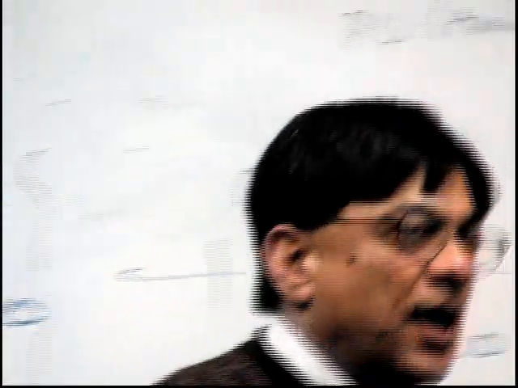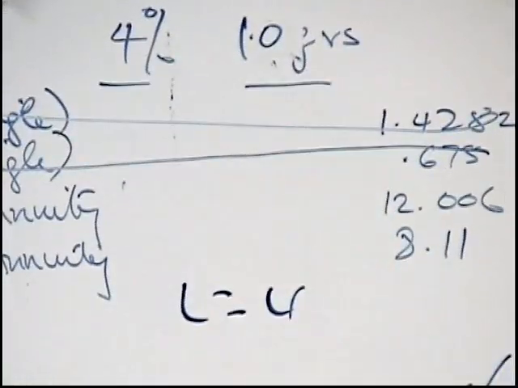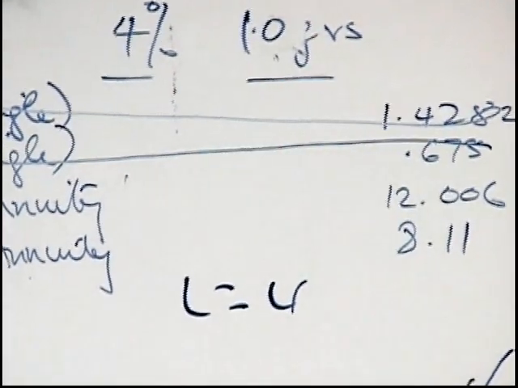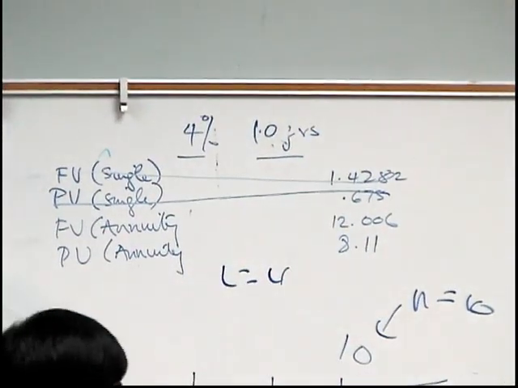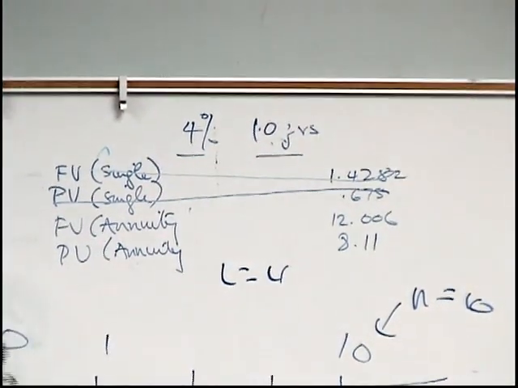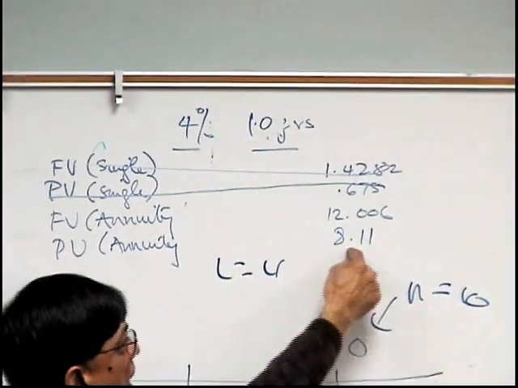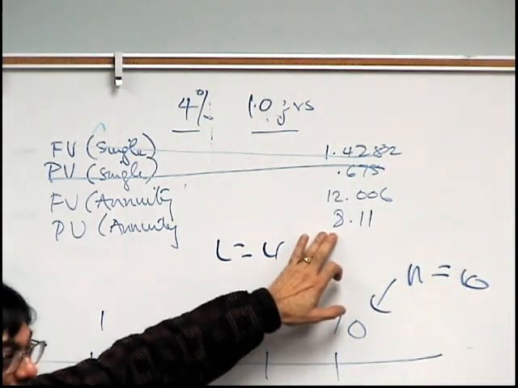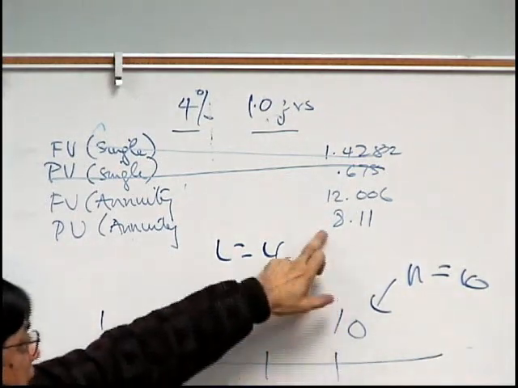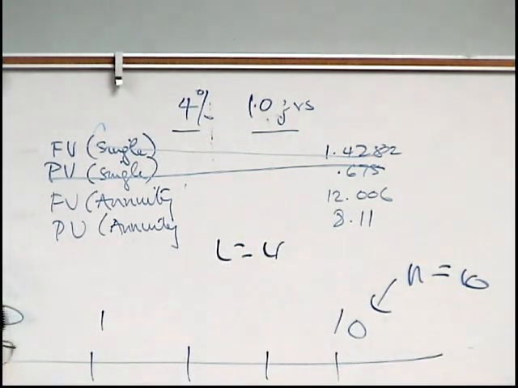8.11 times $1,000. Don't forget that, times $1,000 in rent. There's your answer: that factor and that rent. And that's what your multiple choices will look like. You can pretty well guess what they'll be: 8.11 times 1,000, 12.11 times 1,000, 6.7 times 1,000, and none of the above.